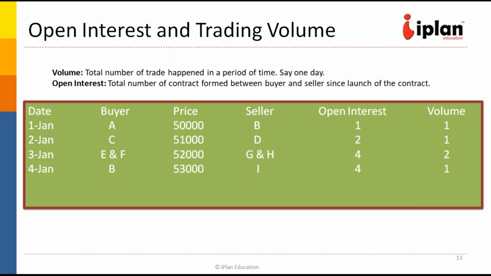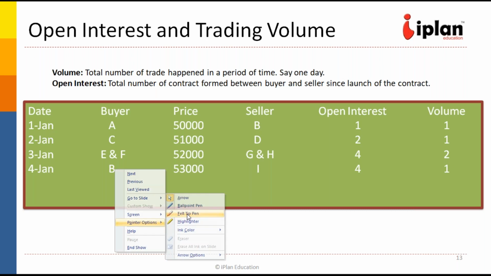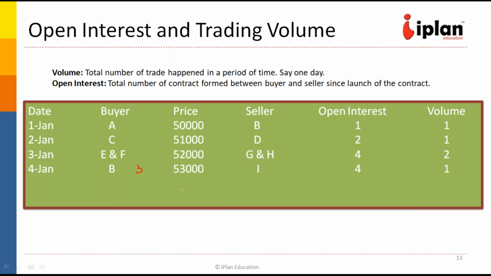Now look at that. B is having a loss of around how much? 3,000. So B is having a loss of around 3,000. And he is a new seller. So he is actually selling that contract.